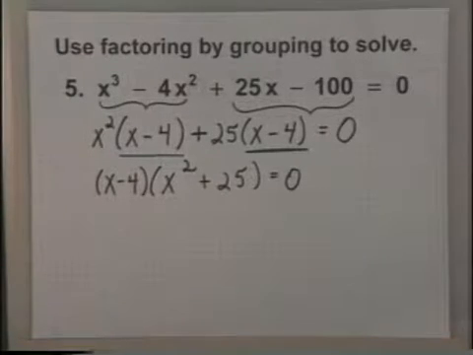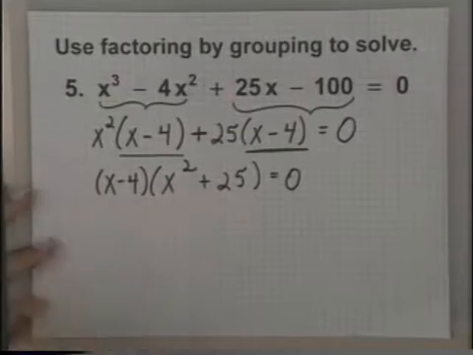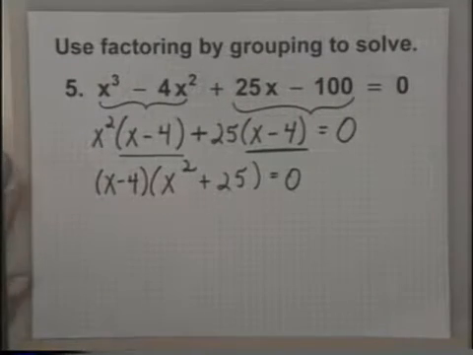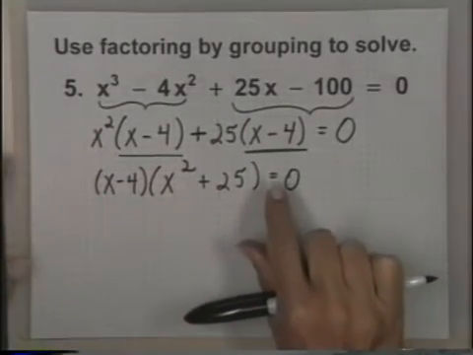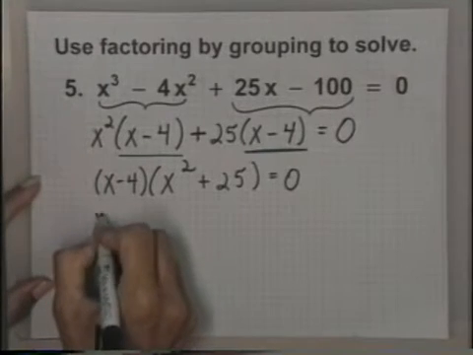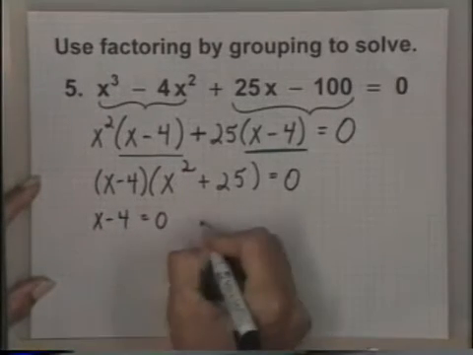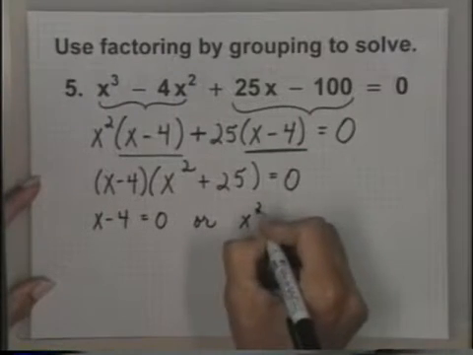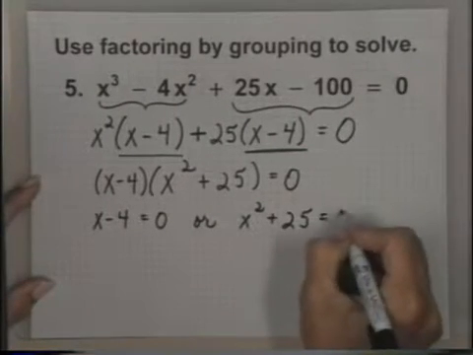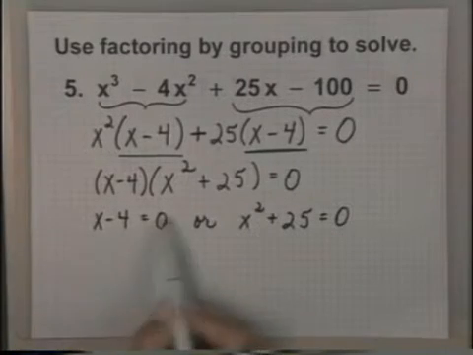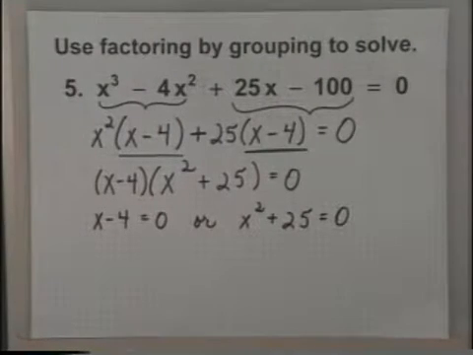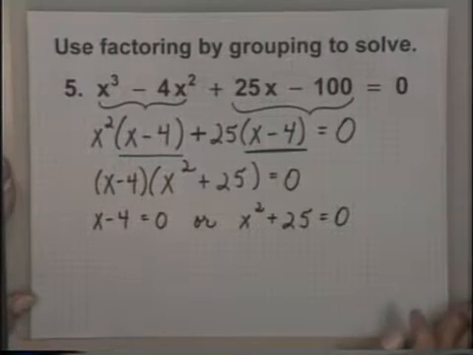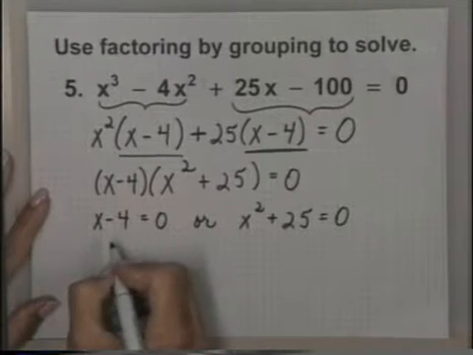Now we may use our zero product theorem and set each of these factors equal to 0. The zero product theorem says that if I have one factor times another factor, and that is equal to 0, then either the x minus 4 equals 0 or the x squared plus 25 equals 0. Our first equation is a linear equation. This second equation is quadratic. We should be able to solve any linear or quadratic equation we come to, shouldn't we? So let's work on this first linear equation.